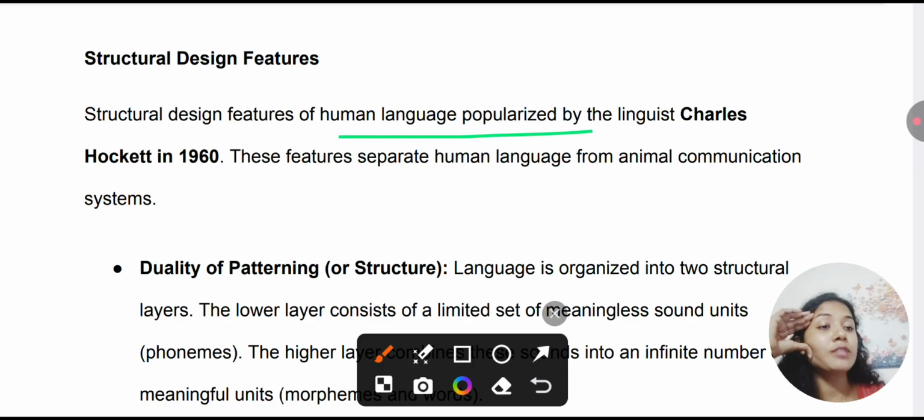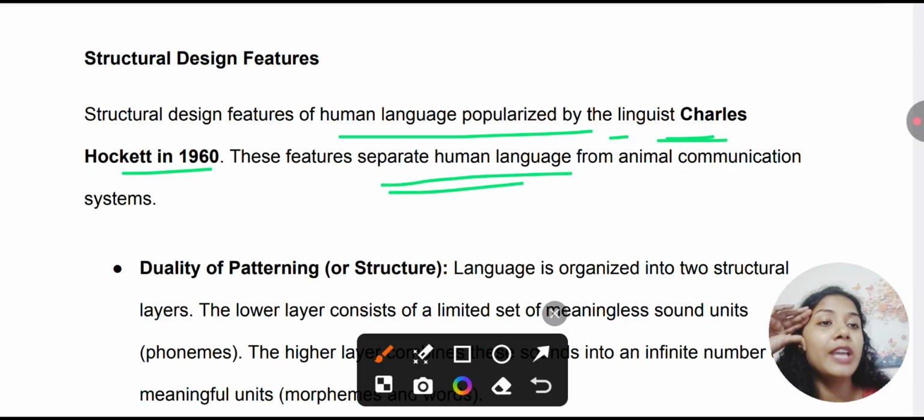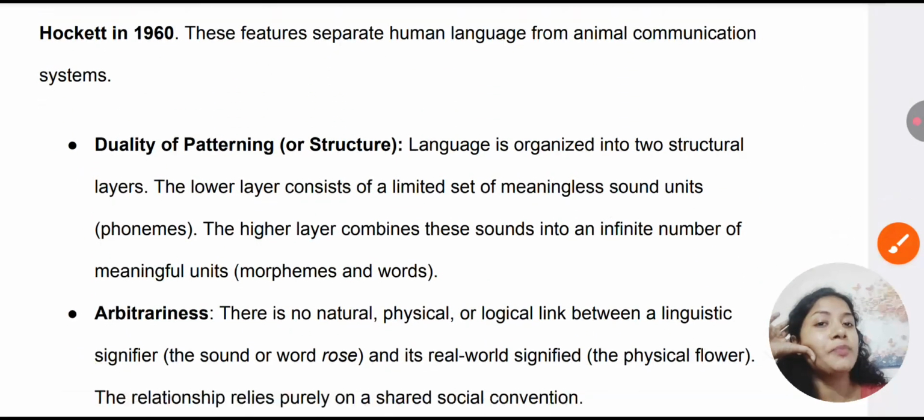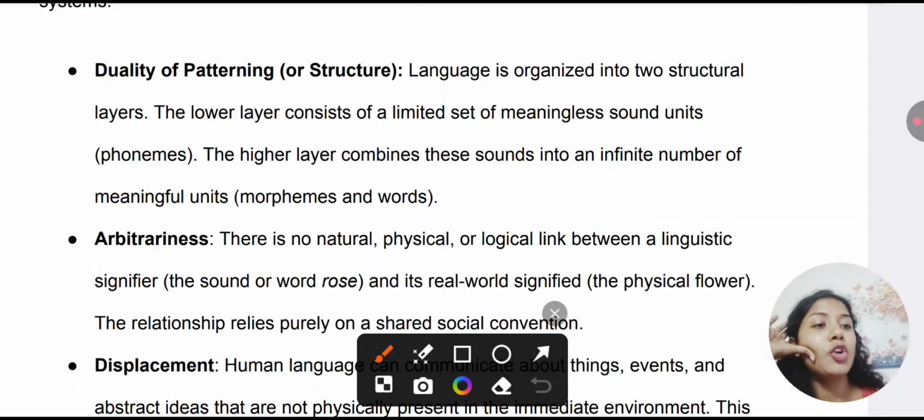कल वाली क्लास में dual language और duality of patterning नाम से I have explained you earlier. So by the linguist Charles Hockett in 1960, and these features separate human language from the animal communication system. और ये आपको बहुत frequently asked topics है by net. So duality of patterning और duality of structure और dual language, जहां पर भी dual duality आएगा you can understand.